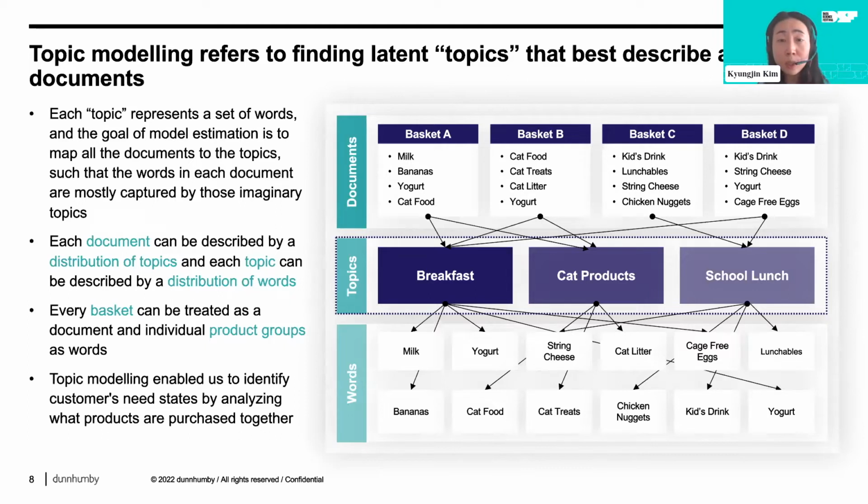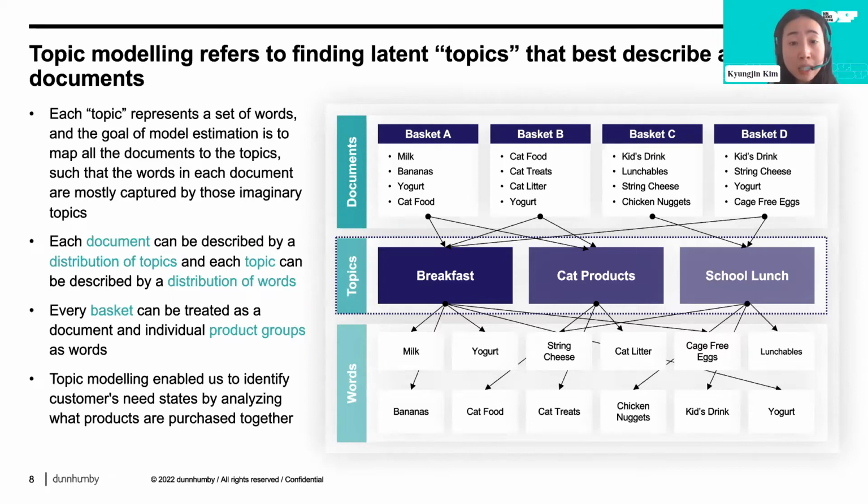So as shown in this figure, we have information about each basket. We know what products are contained in each basket. Topic modeling enables us to identify basket topics by analyzing what products are purchased together. So we look at what products appear in the same basket frequently. And these basket topics can be seen as customers' need states. So each need state is a mixture of products where each need state has a weight associated with each product.